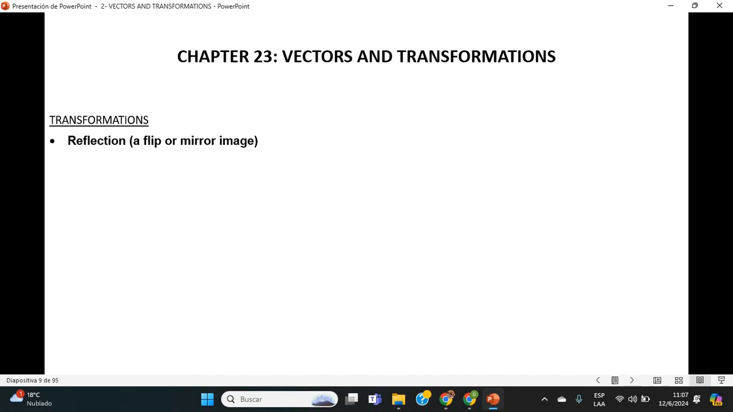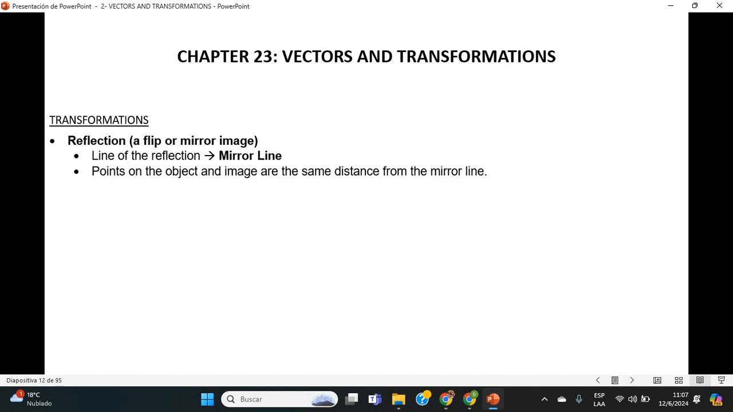Okay, what is a reflection, the first step of transformation? First, you have to determine the line of reflection, okay? The line of reflection is called the mirror line. Points on the object and the image are the same distance from the mirror line. Distances are perpendicular to the mirror line, okay?